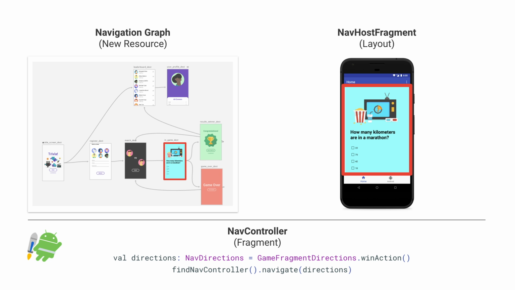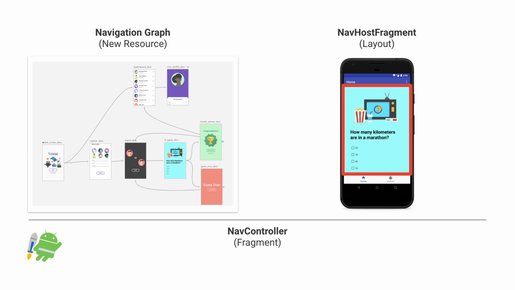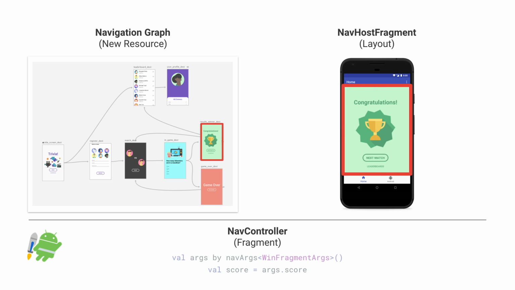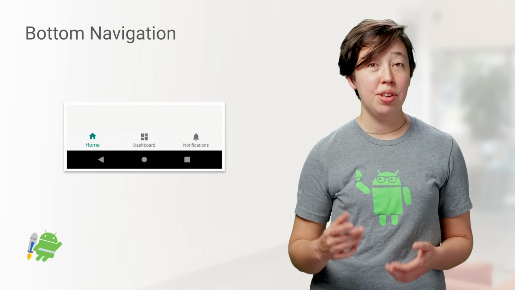Instead of referring to an action by its XML ID, you're making sure that you have an action that's actually associated with your destination. You can also set arguments on the action. Pass in the wrong type, and the code won't compile. Getting the arguments you passed through is easy. Simply use the generated args class, and you have type-safe access to only the correctly named arguments. No need to worry about the key-value pairs of yesteryear. So that was simple navigation.